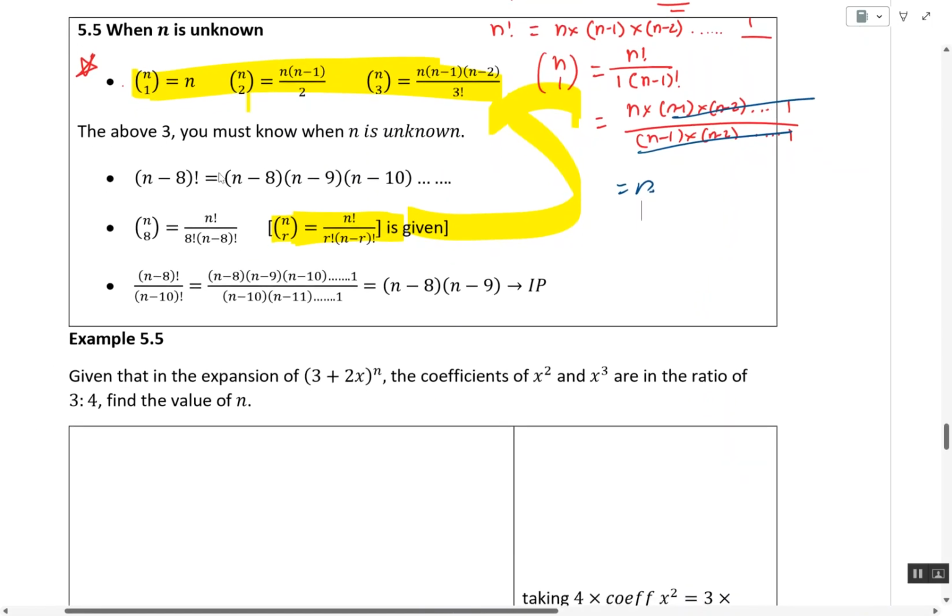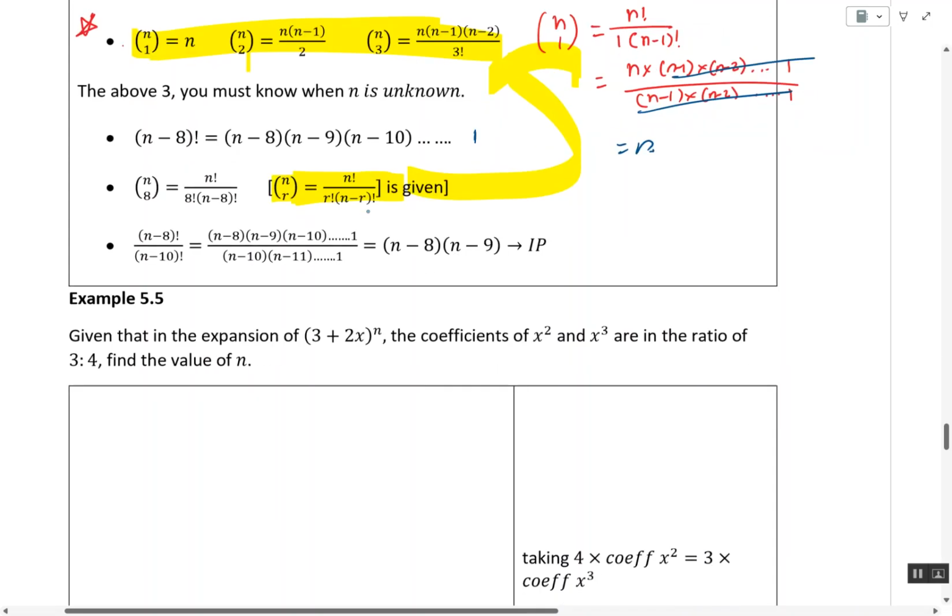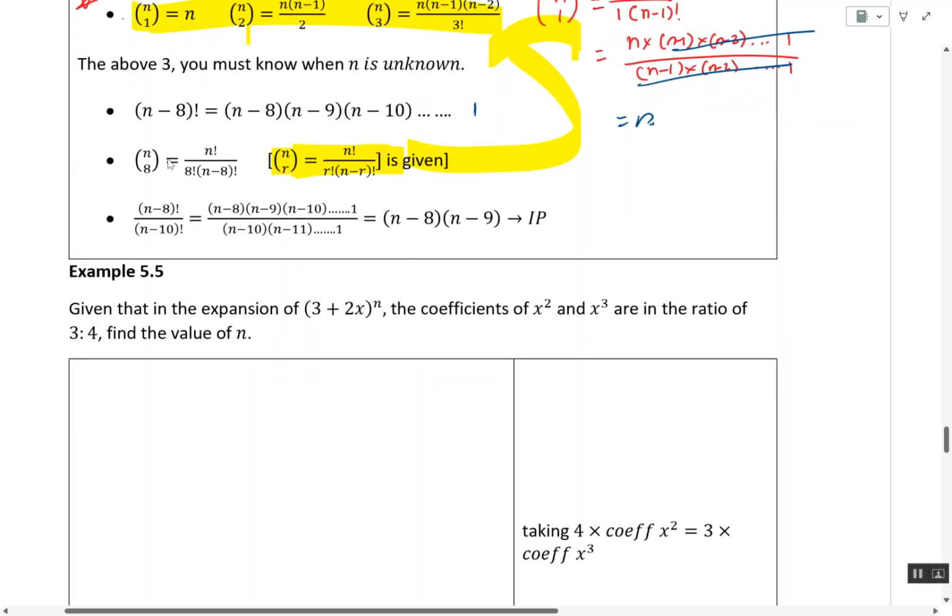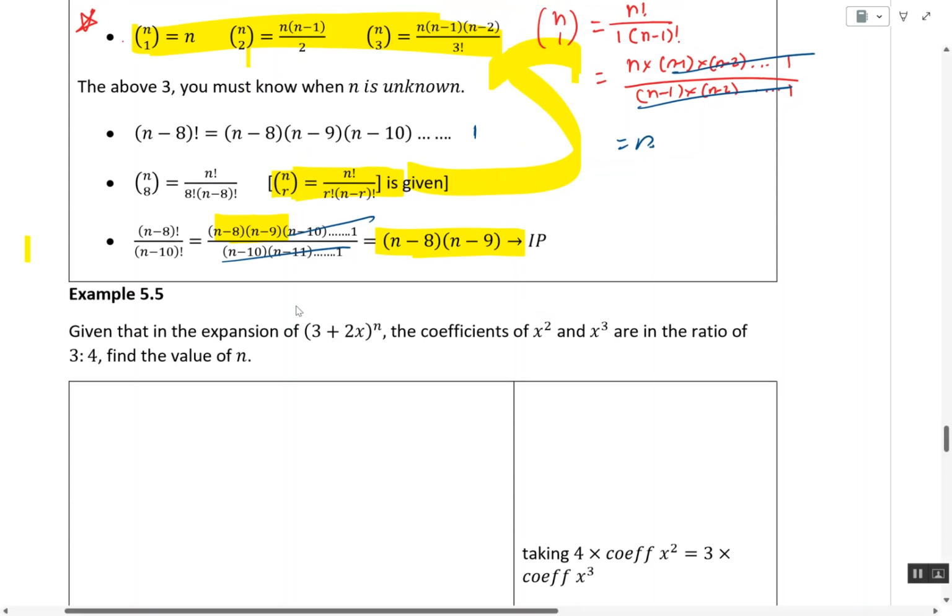Below is basically what I explained to you all. What is n minus 8 factorial? It means I start from n minus 8 and then I keep subtracting 1 until I get 1 in the back. So if I have n choose 8, where r is 8, this is what I have. Then again, this one is a simplification. I start from n minus 8 all the way to 1, but for n minus 10, I start from n minus 10 all the way to 1. So all the common terms can cancel out on top and below. It's basically starting from n minus 10 onwards, which leaves me with the numerator of n minus 8 times n minus 9. So this is a skill that you all need to know how to use.